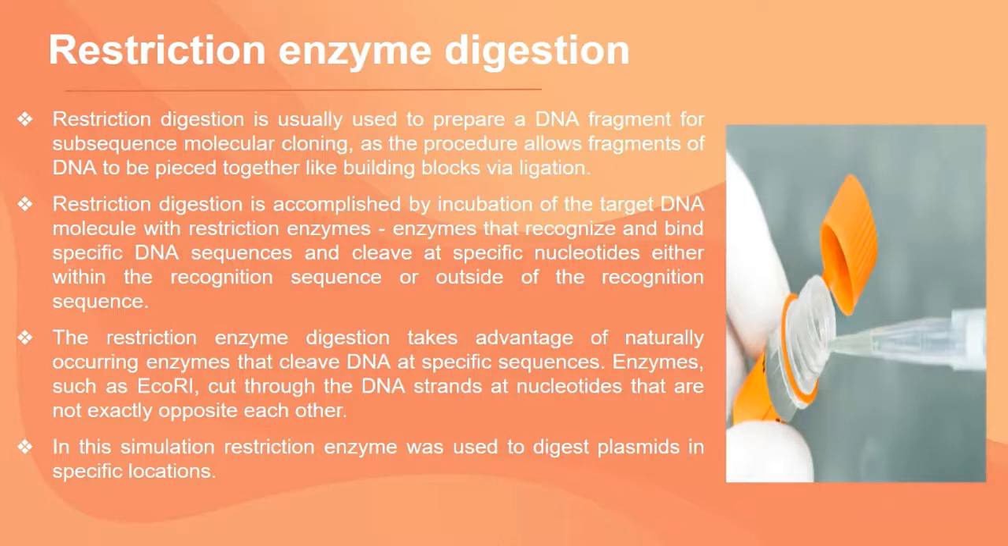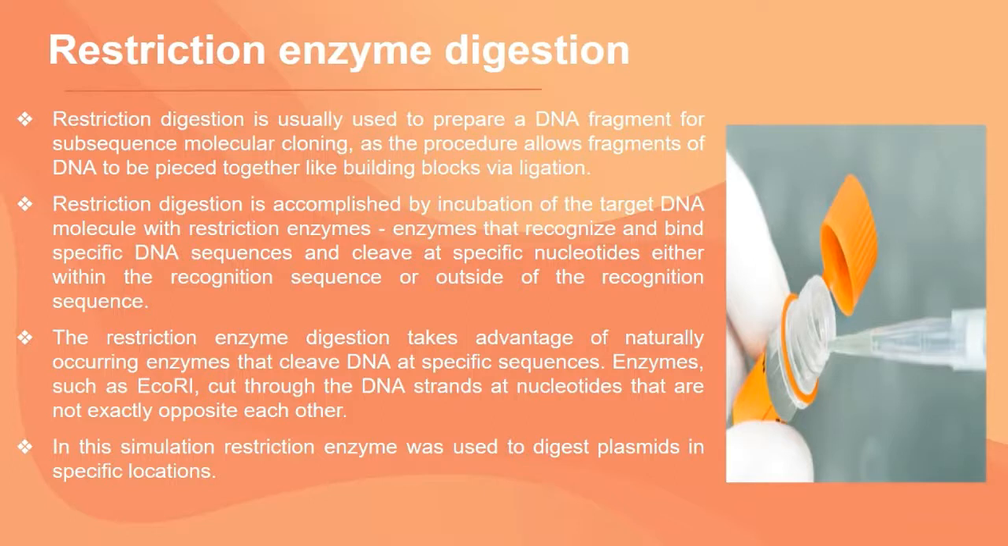of the recognition sequence. Restriction digestion can result in the production of blunt ends, the ends of a DNA molecule that end with a base pair, or sticky ends, the ends of a DNA molecule that end with a nucleotide overhang. Restriction enzyme digestion takes advantage of naturally occurring enzymes that cleave DNA at specific sequences. Enzymes like EcoRI cut through the DNA strands at nucleotides that are not exactly opposite each other.